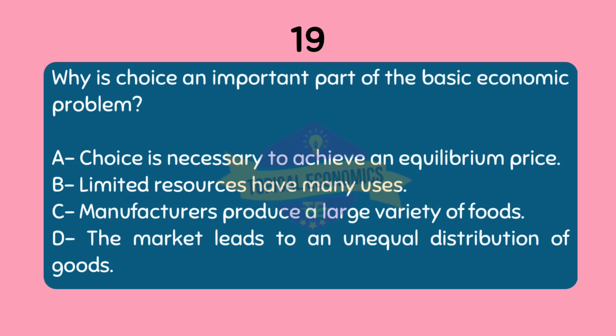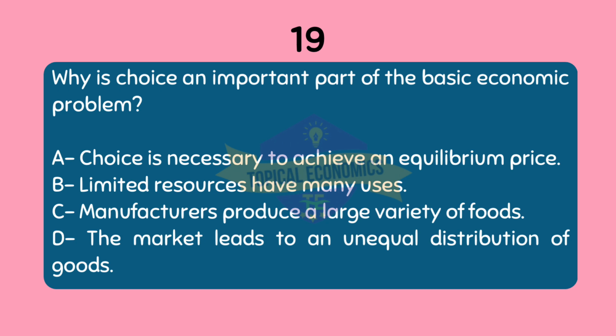Why is choice an important part of the basic economic problem? A. Choice is necessary to achieve an equilibrium price. B. Limited resources have many uses. C. Manufacturers produce a large variety of foods. D. The market leads to an unequal distribution of goods. This question is from year 2015 October-November version 1 paper. The correct answer for this question is option B.